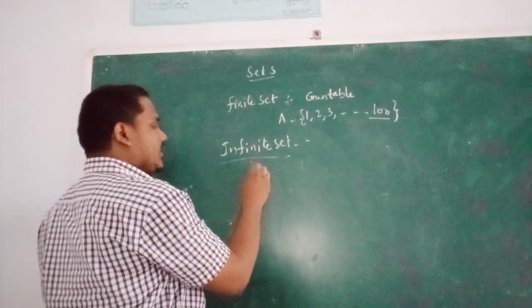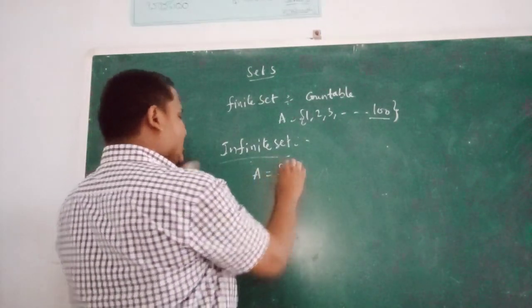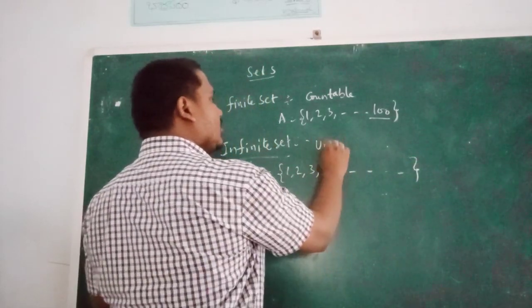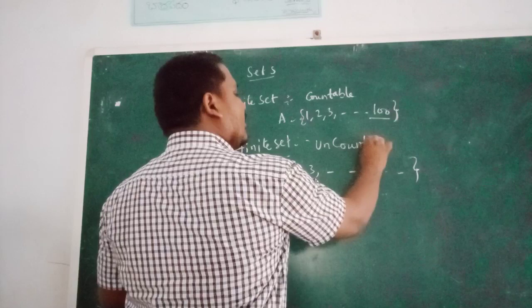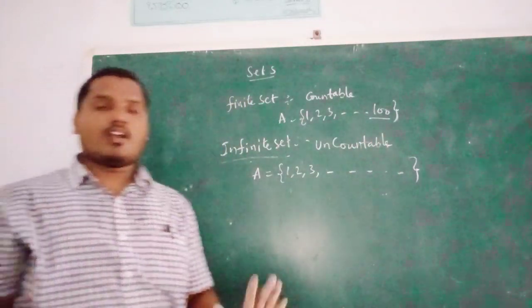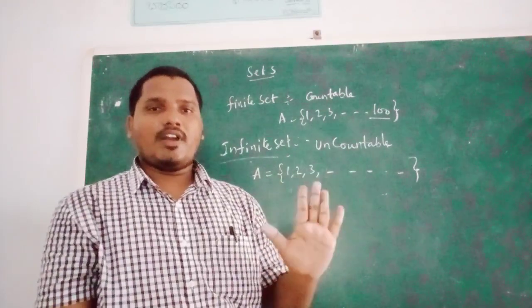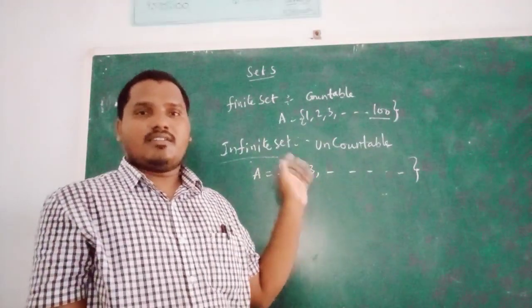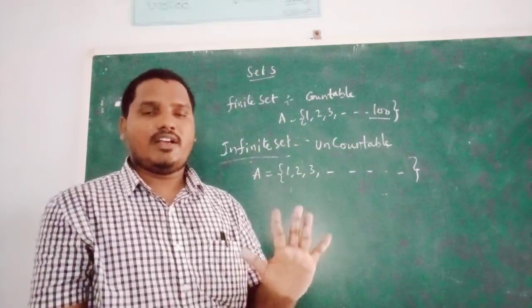Next, infinite set. Suppose A is equal to the set of 1, 2, 3 and so on. If the number of elements in a set is uncountable, we cannot count the number of elements, then that set is called an infinite set.